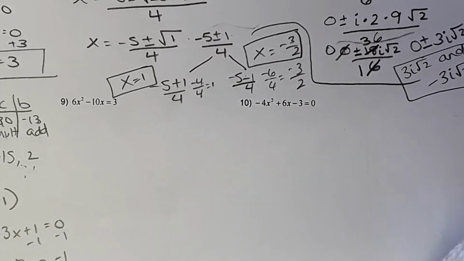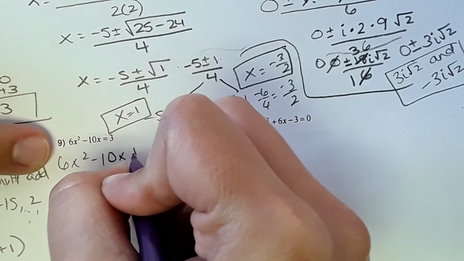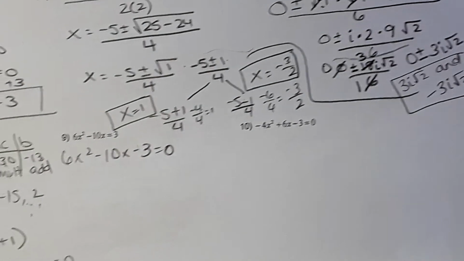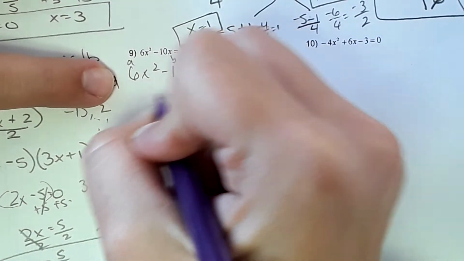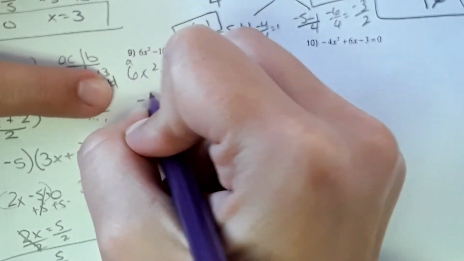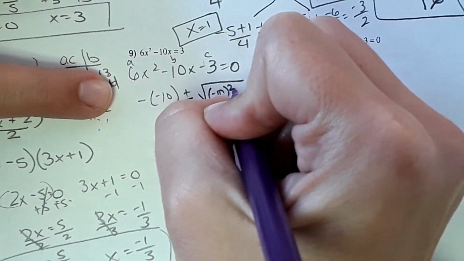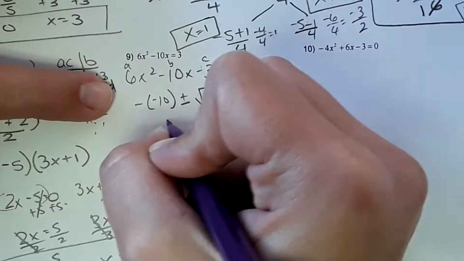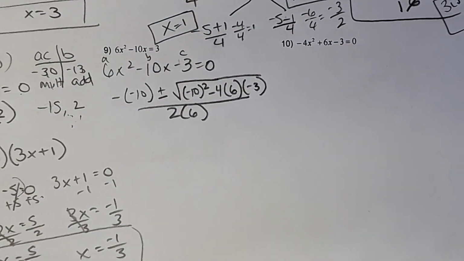Okay. Hey, chill. Okay. Number 9. We got to get this equal to 0, minus 10x plus negative 3 or minus 3 equals 0. Wait, where am I? So I'm at 9. Then we have our A, B, and C right here, and then plugging it in. Negative 10. Okay. And we continue.